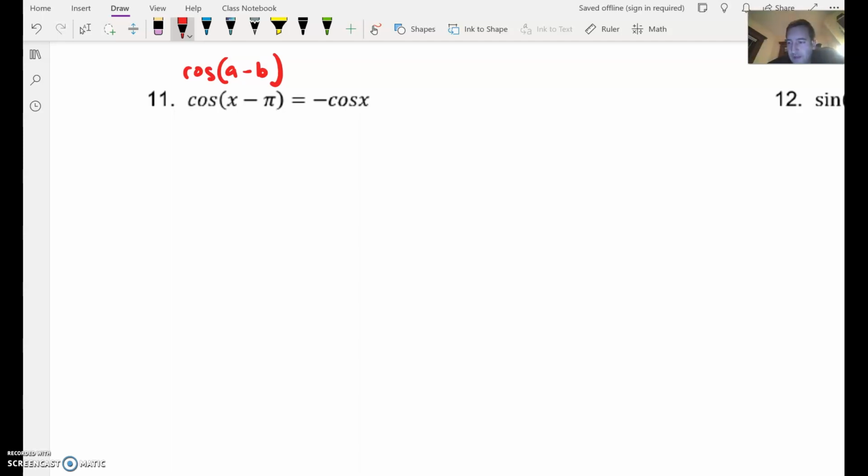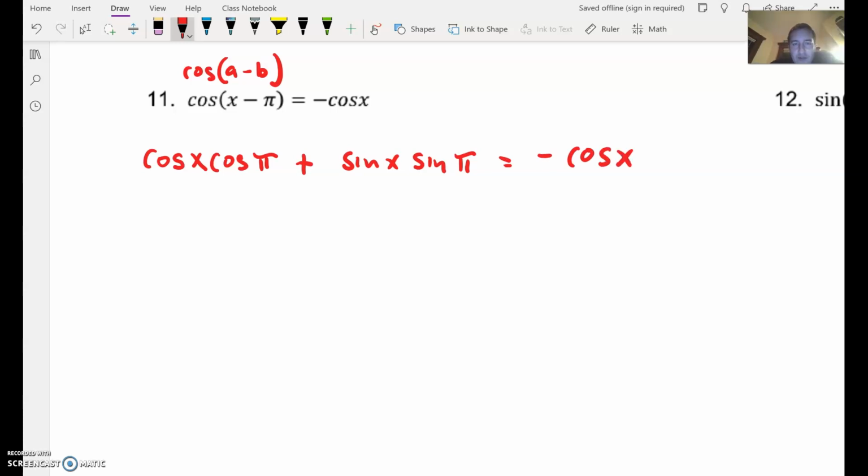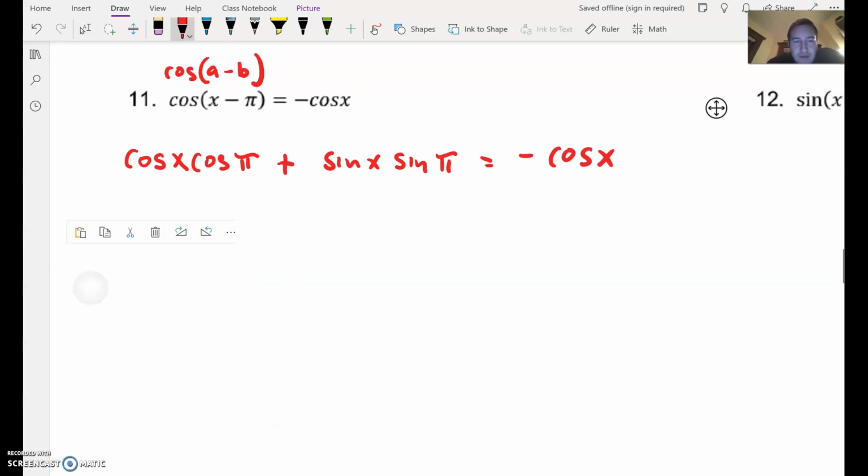Okay? So I know that the cosine of A minus B expands out to be cosine A. Remember, this is A and this is B. Cosine A cosine B plus sine A sine B. And we're trying to get it to equal negative cosine. It's like, Smith, that is really not even close to negative cosine. It actually is. Check this out. I love it when a plan comes together.